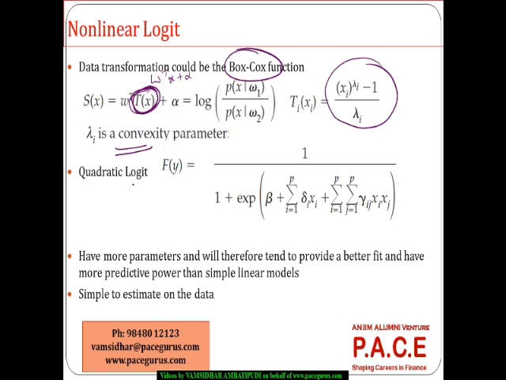Similarly, I can have a quadratic logit, wherein instead of just taking x, I'm also focusing on x1, x2 kind of terms. So we can have different mechanisms, but at the end of the day, whether it is a logit or a probit model, it need not consider only linear transformations. Non-linear quadratic terms can very well be used.